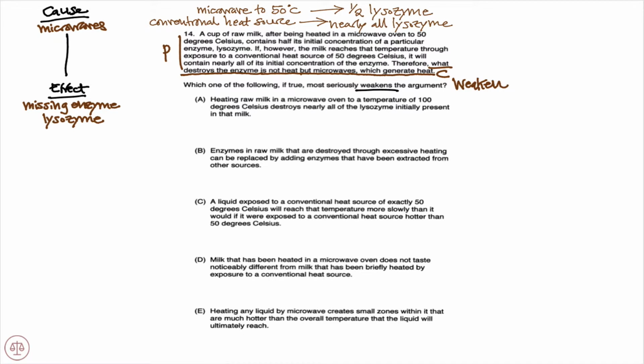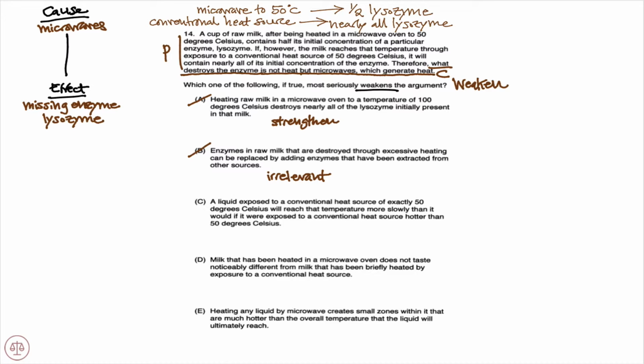And you notice, if anything, A seems to strengthen this argument by showing when we get even hotter in a microwave, even more lysozyme disappears, but definitely does not weaken, so A is out. B, enzymes in raw milk that are destroyed through excessive heating can be replaced by adding enzymes that have been extracted from other sources, and B is completely irrelevant. What difference does it make to our argument if these enzymes that are being destroyed can later be replaced? That's not what this argument is about, so B does not follow.